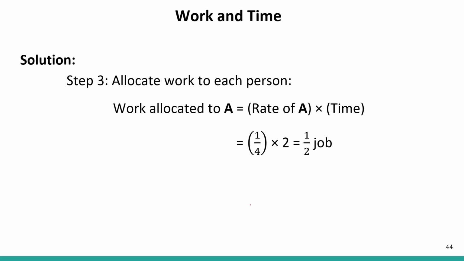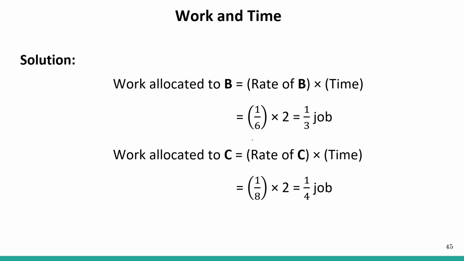So allocate work to each person. So allocated work to A is equal to rate of A into time is equal to 1 by 4 into 2 is equal to 1 by 2 of the job. So work allotted to B is equal to 1 by 6 into 2, that is equal to 1 by 3 job. Work allotted to C is equal to rate of C into time is equal to 1 by 8 into 2 is equal to 1 by 4 job.